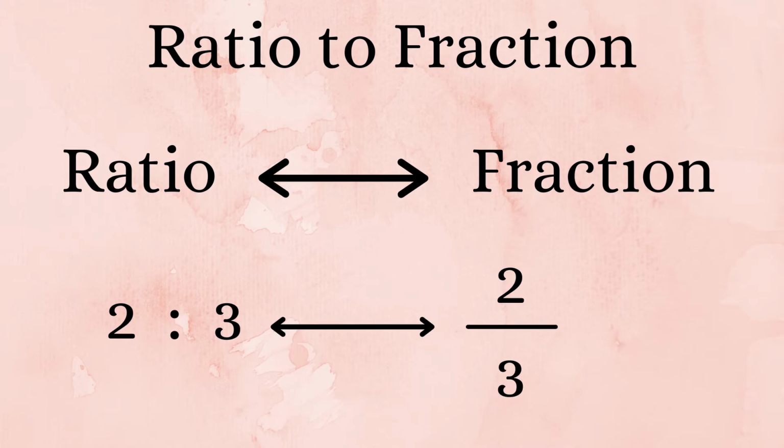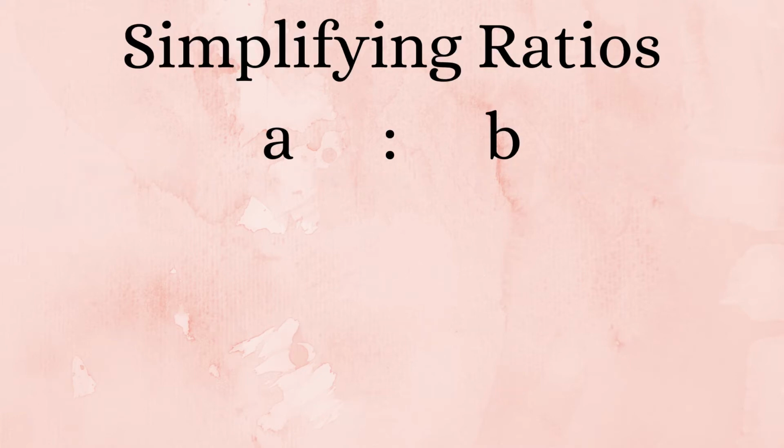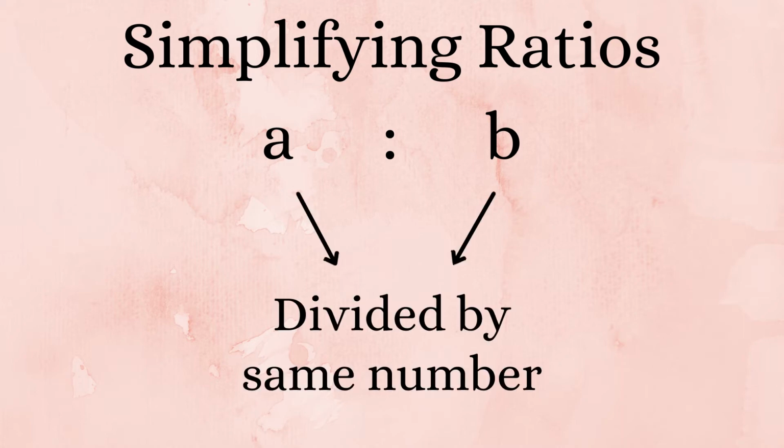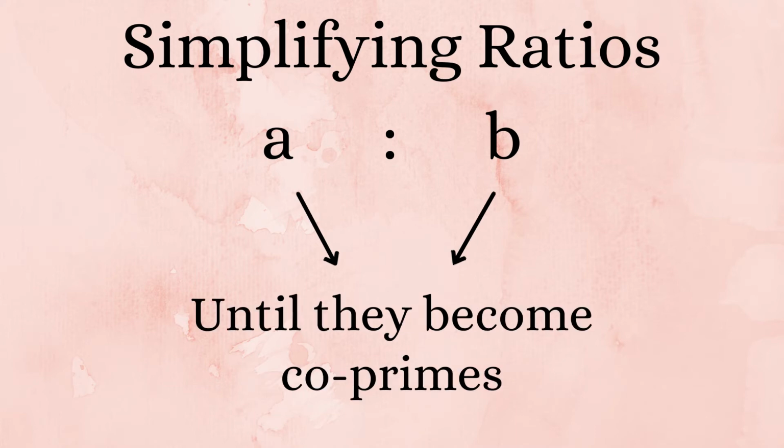Now let us see how we can simplify ratios. This is done by dividing both the terms of the ratio by the same number until the 2 terms become coprimes. Coprimes means they do not have any factor in common. Now let's see some examples to simplify ratios.